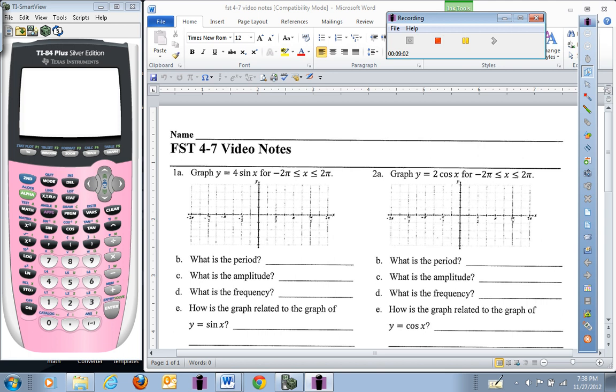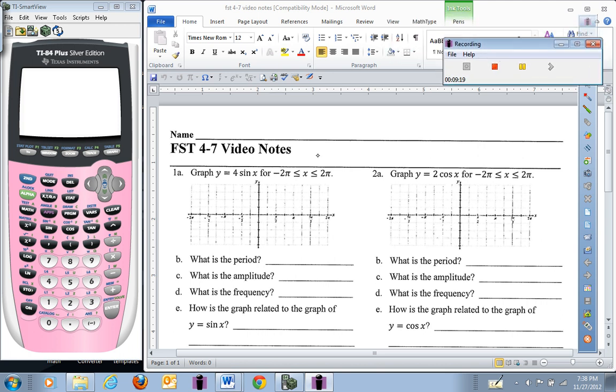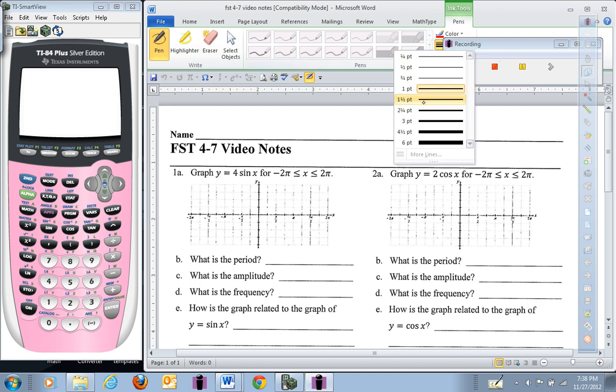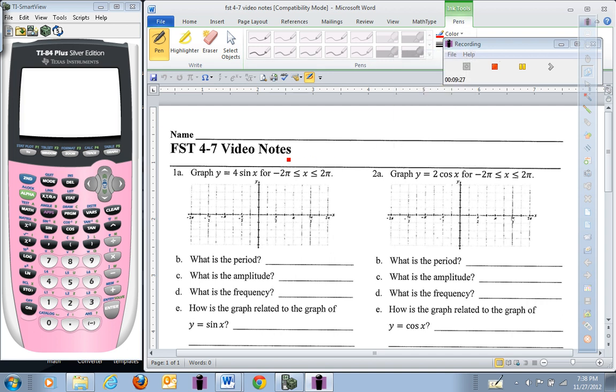Okay, so for the first example on the video notes, it wants us to graph y equals 4 times the sine of x, for negative 2 pi is less than or equal to x is less than or equal to 2 pi. So we could have actually written this as the interval from negative 2 pi to 2 pi if we wrote it in interval notation. So you'll kind of see a variety of notations here, but that's what that means.